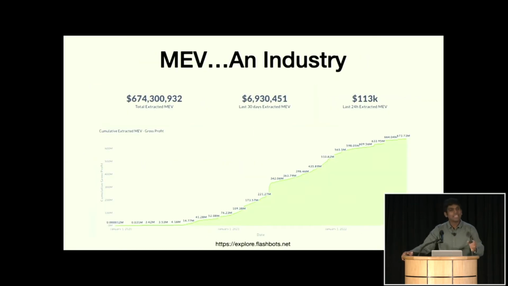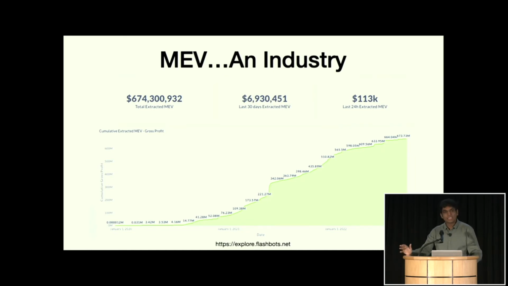There's actually an industry around this entire unintended behavior, and this figure captures the rise of that industry. So far, there has been at least $600 million extracted through this unintended behavior. And really, this is only the tip of the iceberg. The actual MEV estimate is orders of magnitude higher than this figure.